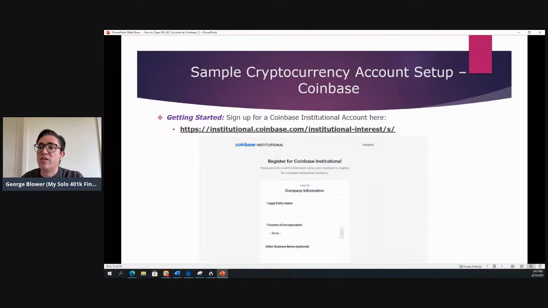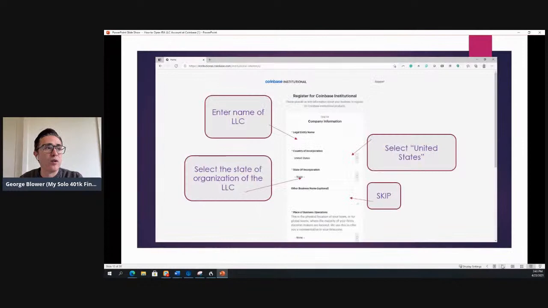Now let's turn to the details of opening up an account at Coinbase. You need to actually open up what's called an institutional account. That's the language over at Coinbase. We've got the URL here, and this is what the screen looks like, so you'll know that you're in the right place.